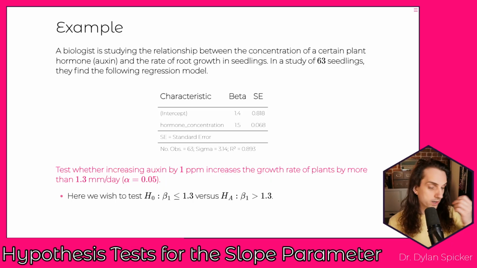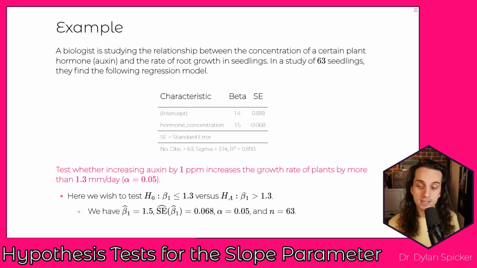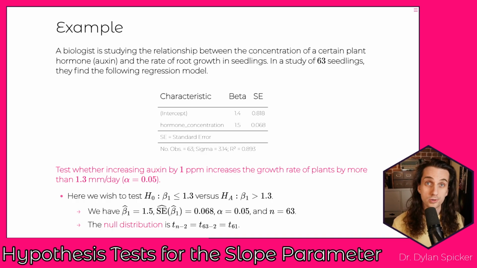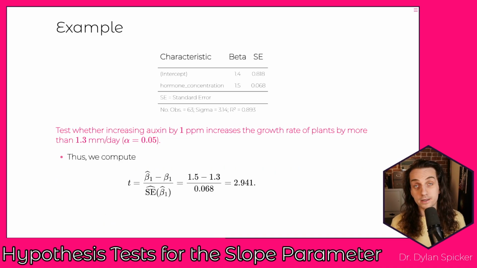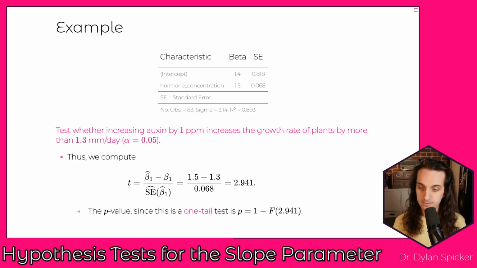Right, so we want to test, is beta 1 less than or equal to 1.3 versus the alternative that it's greater than 1.3. We have the estimated value 1.5, the estimated standard error 0.068, alpha is 0.05, and n is 63. The null distribution has to be that t 61 because we're looking at a t n minus 2 distribution here. Okay. So we can calculate out our test statistic value. We take our 1.5 minus 1.3 divided by the standard error. That's going to give us 2.941.